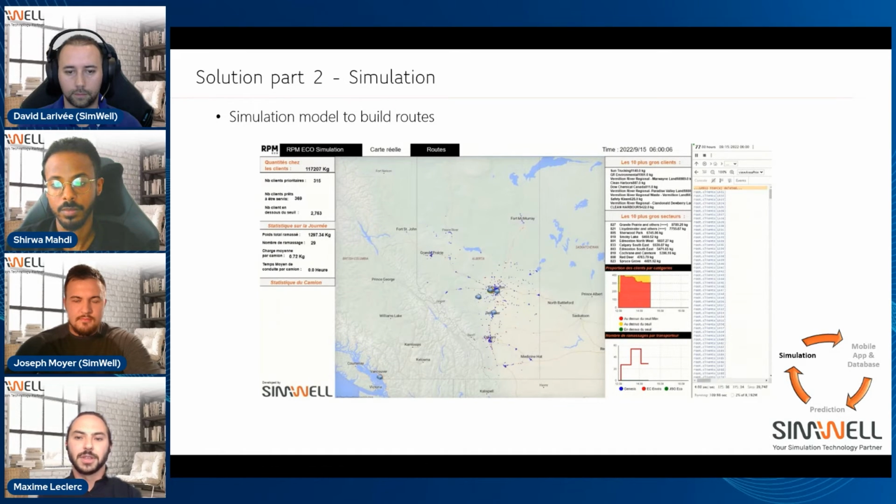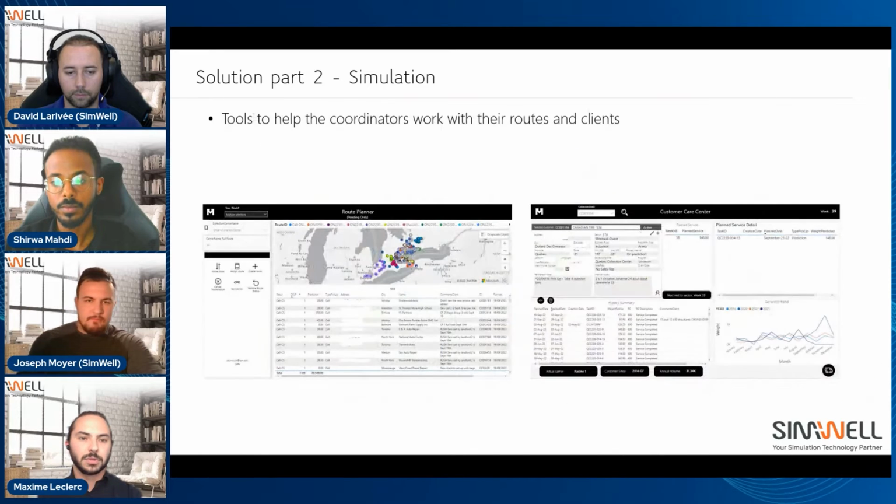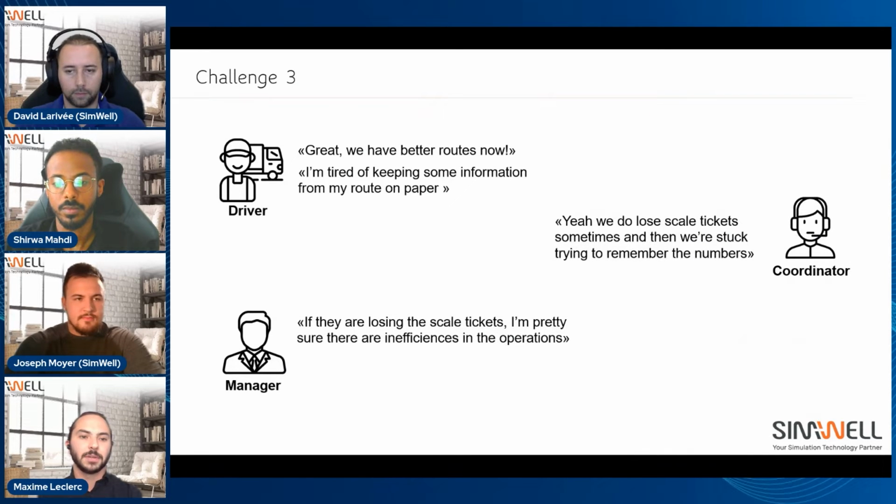As soon as the routes are done and the information is sent back, there are tools allowing the coordinators to work around with these routes. On the left side, we see the route planner. This is a tool that allows them to add service calls, modify the routes, as well as remove certain clients if there are changes in their demand. And on the right side, we have the customer care center, which is used to modify these clients according to their needs. So now I will let Joseph pursue with the next challenge we faced in this project.